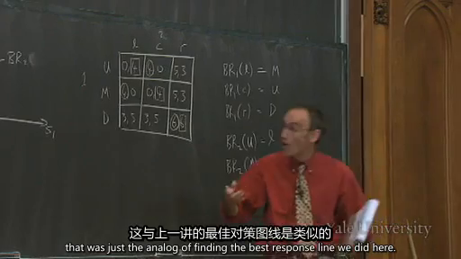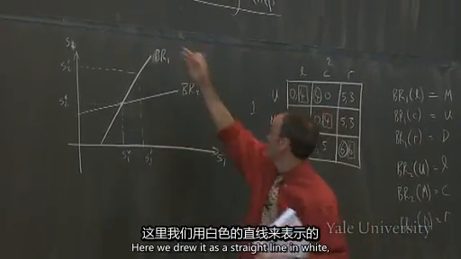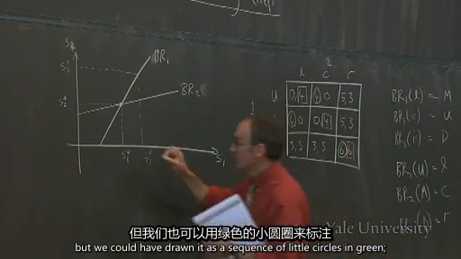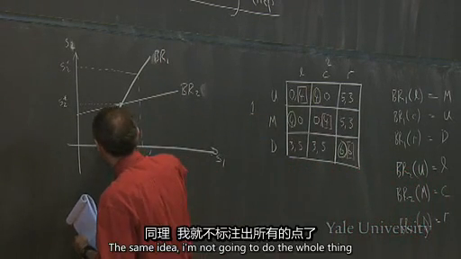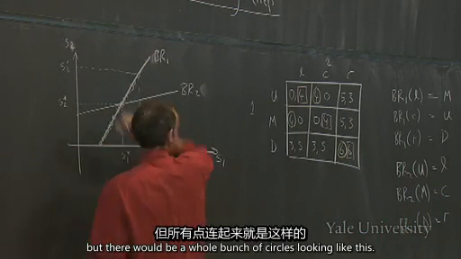That was just the analog of finding the best response line we did here. Here we drew it as a straight line in white, but we could have drawn it as a sequence of little circles in green. It would have looked like this, right? The same idea. We're not going to do the whole thing. It would be a whole bunch of circles looking like this.